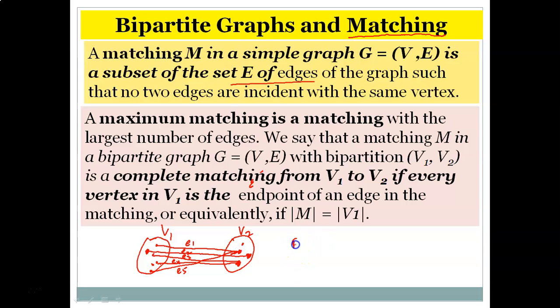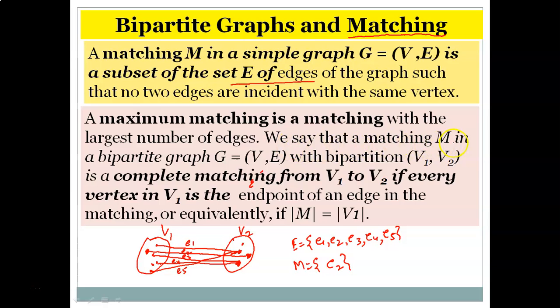So if I say the edge set is E1, E2, E3, E4 and E5, the matching is a subset of E, and it must consist only of those edges which are incident on a single vertex only, with no other edge incident upon it. So this edge E2 comes in the matching. Now the maximum matching is a matching with the largest number of edges.